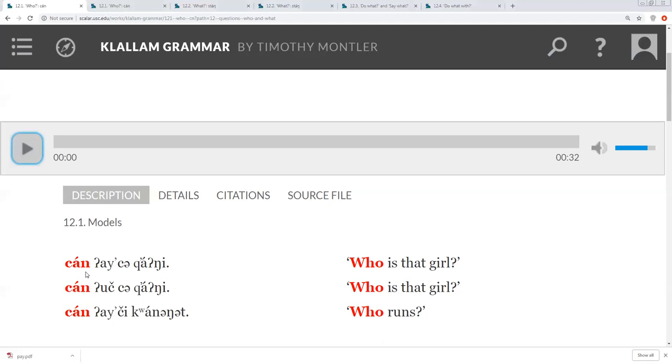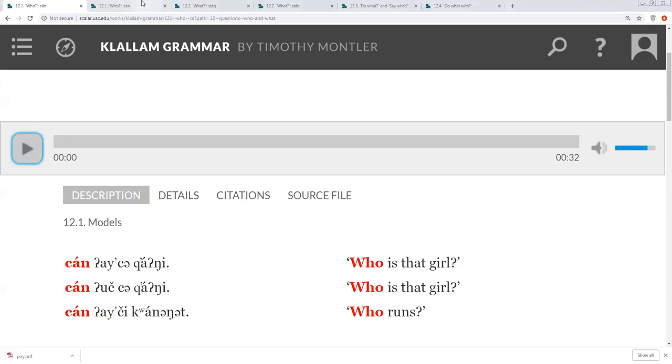When asking what is your name, in Klallam san is used, so it is literally who is your name? San ai chi nsna. You can use san as a sentence by itself, meaning who is it? And san is always stressed. The particles ai and uj are never stressed.